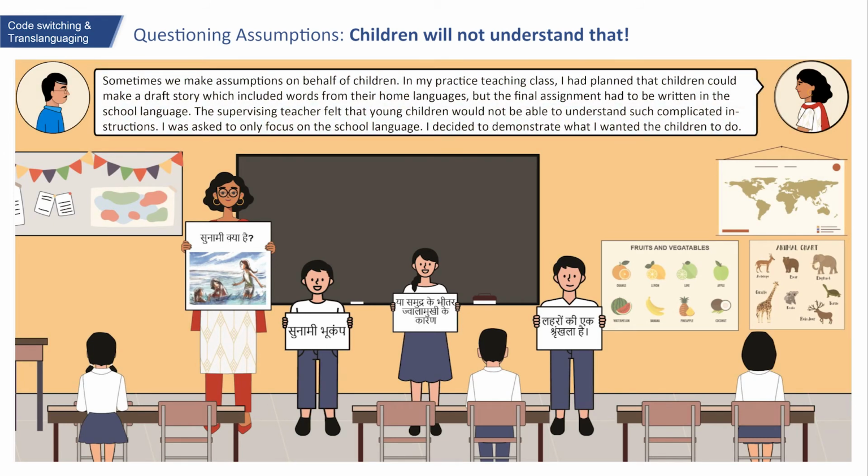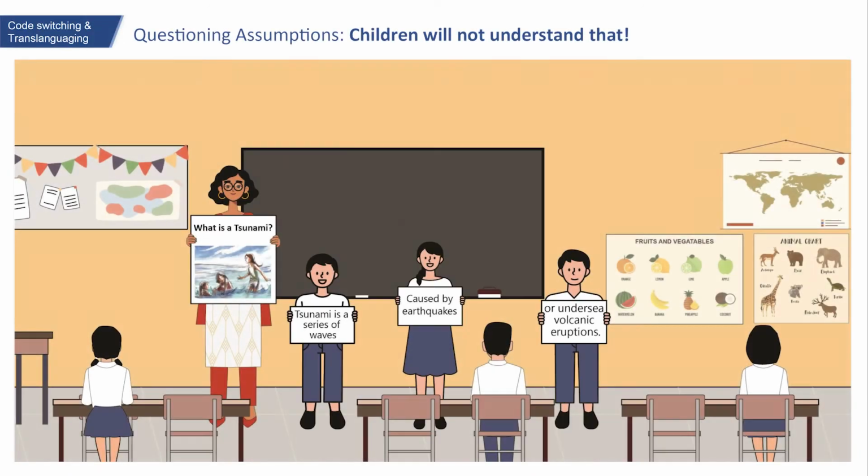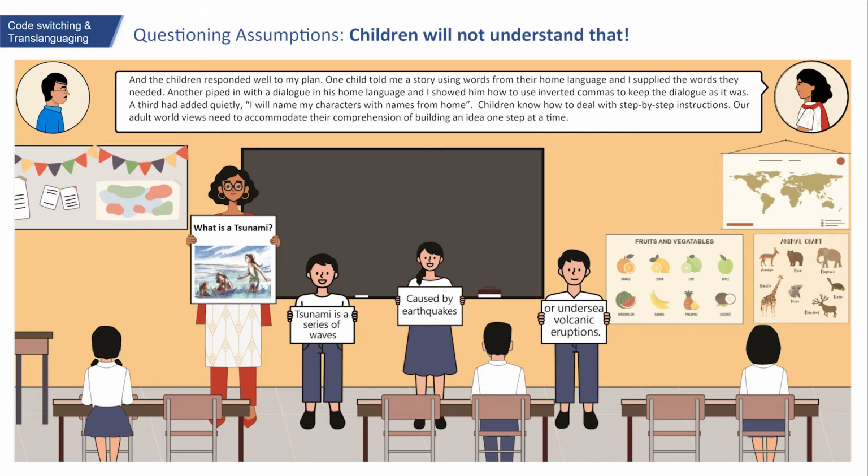Sometimes we make assumptions on behalf of children. In my practice teaching class, I had planned that children could make a draft story which included words from their home languages, but the final assignment had to be written in the school language. The supervising teacher felt that young children would not be able to understand such complicated instructions. I was asked to only focus on the school language. I decided to demonstrate what I wanted the children to do. And the children responded well to my plan.